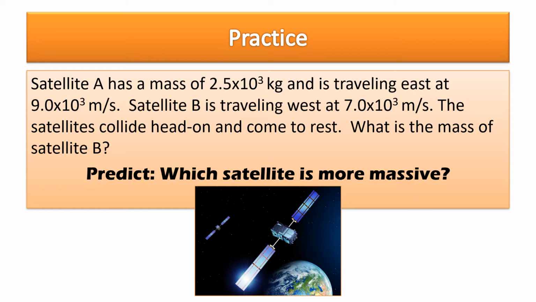All right, you could do this practice problem. Try this one out on your own. There's a couple tricks with this one. I'll read it to you and then you can do it on your own. It says satellite A has a mass of 2.5 times 10 to the third kilograms and is traveling east at 9.0 times 10 to the third meters per second. Satellite B is traveling west at 7.0 times 10 to the third meters per second. The satellites collide head on and come to rest. So that means they're moving towards each other and they collide. What is the mass of satellite B? Predict which satellite is more massive.